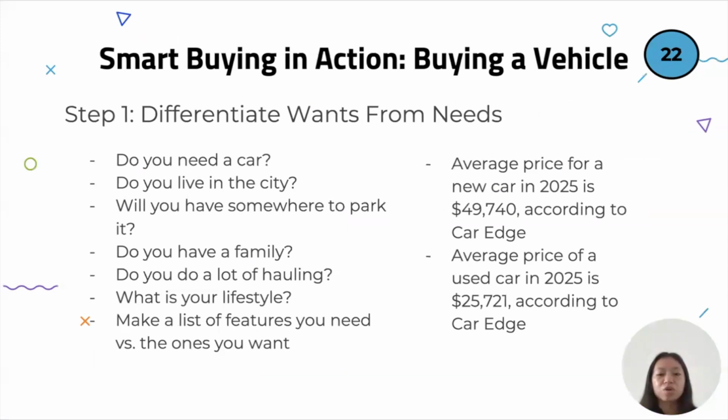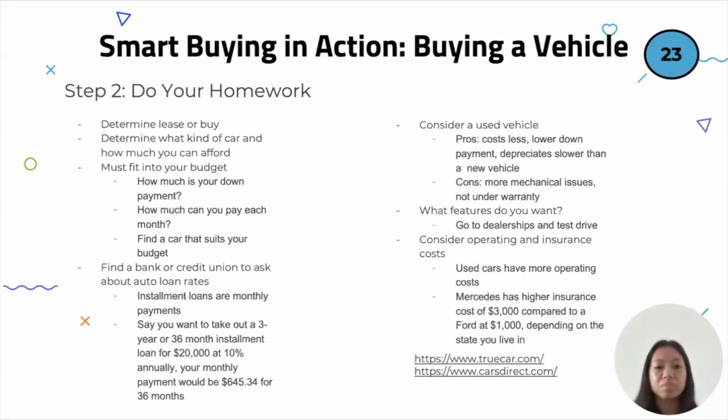An average price for a new car in 2025 is $49,740 according to CarEdge, with the average price of a used car in 2025 of $25,721 according to CarEdge. Step 2, do your homework.